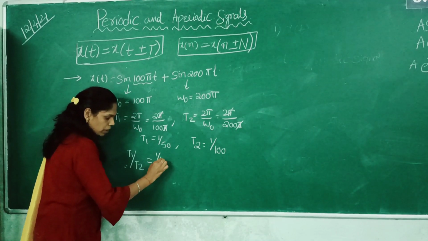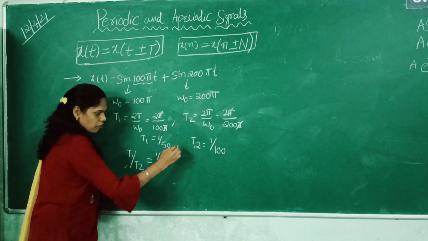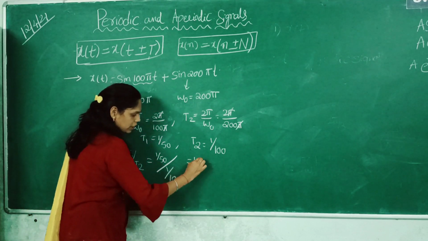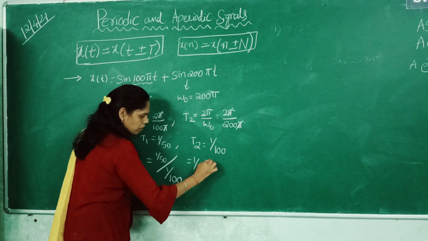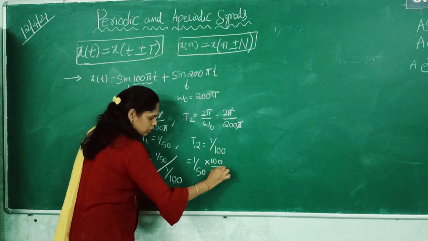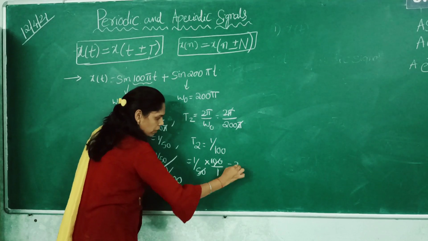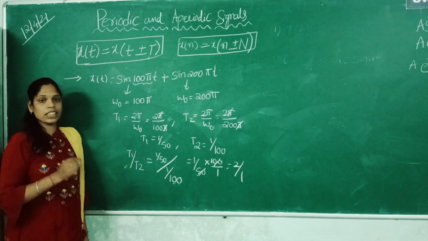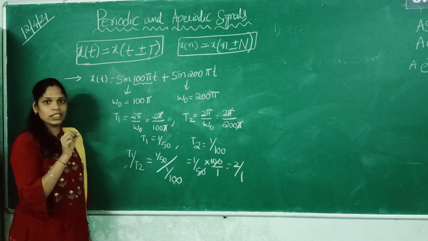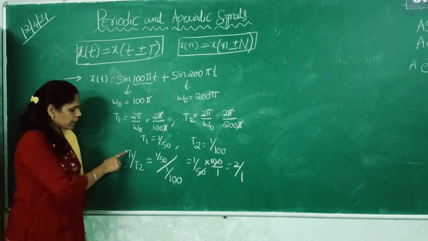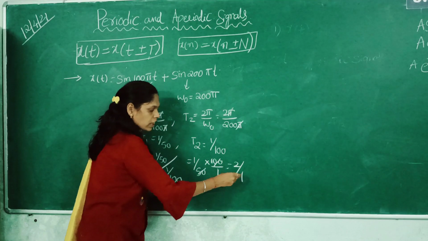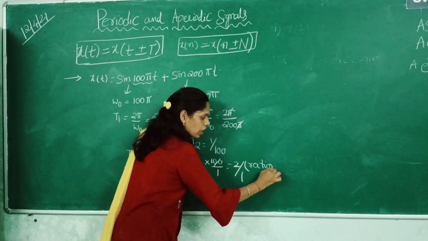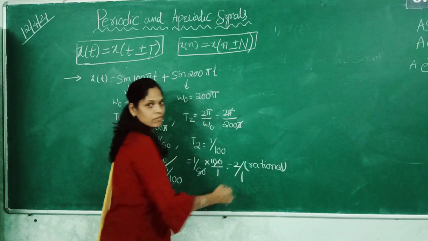We got it 1 by 50. What is the T2 value? We are getting 1 by 100. So calculate here 1 by 50 into 100 by 1. What is the value you are getting? 2 by 1. 2 by 1 is nothing but a rational number, that is the ratio of two integer numbers. So T1 by T2 equals 2 by 1, that number is a rational number. So then the given signal is called a periodic signal.